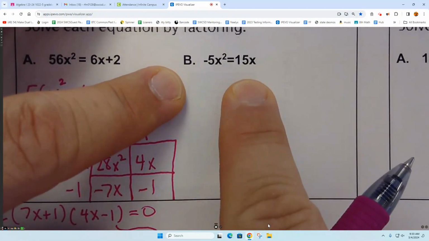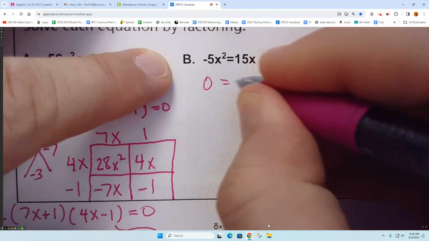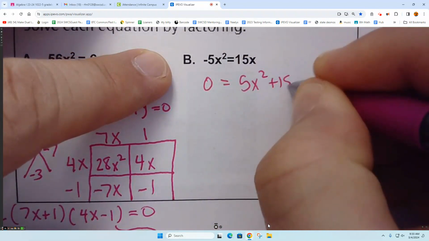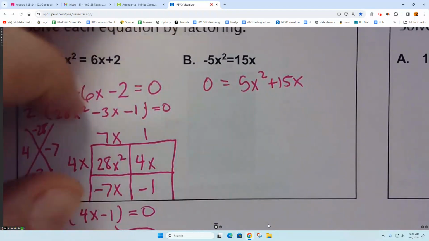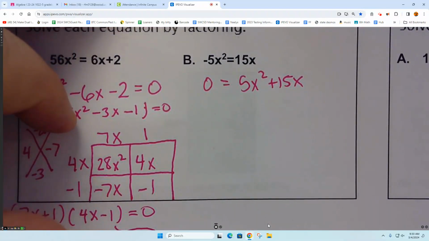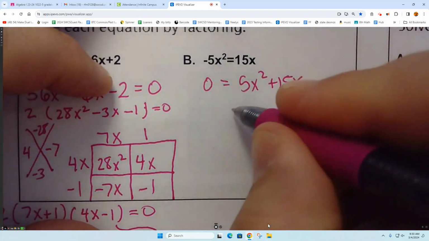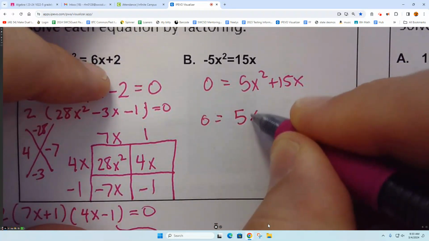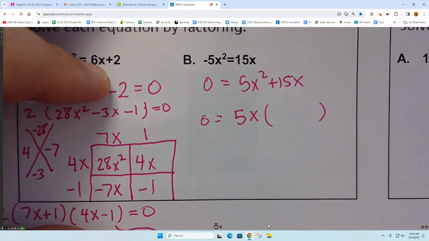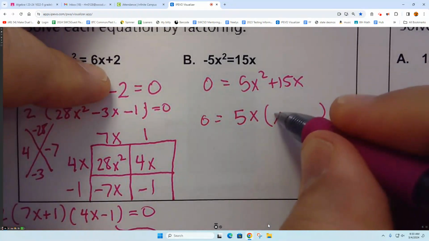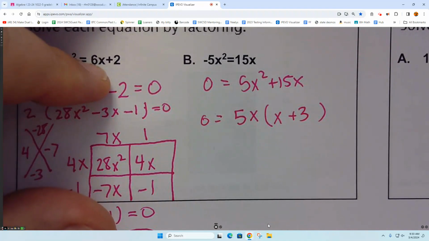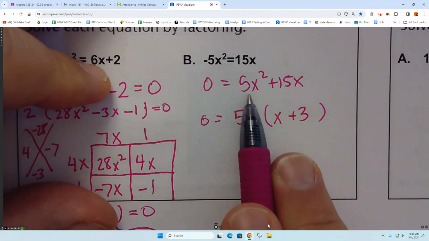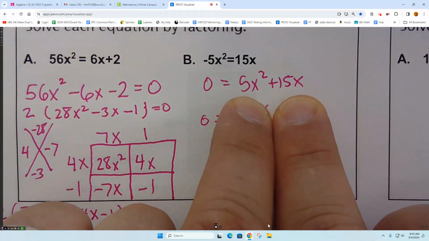So if we move it this way, then we can say 0 equals 5x squared plus 15x. Does it bother you that 0 is on the left? No, it's okay. It bothers me a little, but it doesn't make me not solve it. GCF is what? 3. How about 5x? Pull out a GCF. Wait. GCF, I can pull out a 5 and an x out of each spot. Okay.